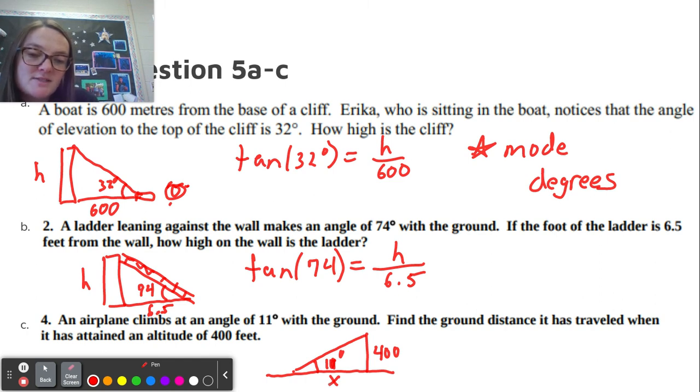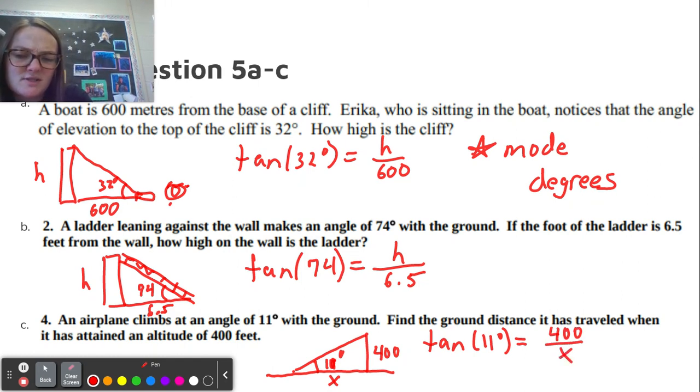Well, the best way to do this is, once again, I have an opposite and I have an adjacent. So I'm going to set up tangent of 11 degrees is equal to 400 over x and solve from there. So that one's pretty much the same. All right, let's move on to the next one.